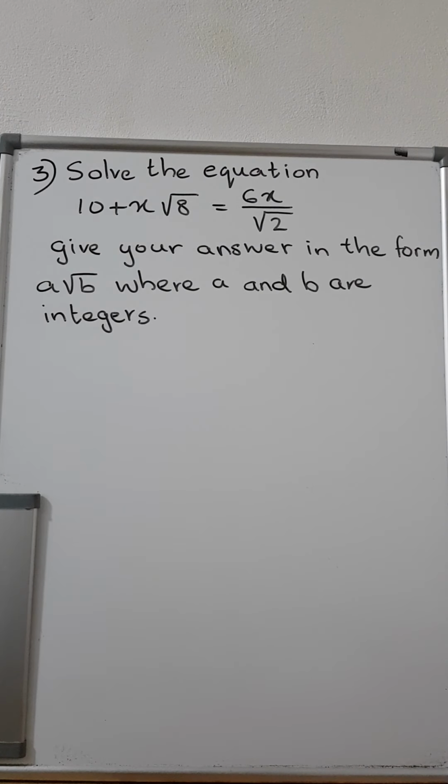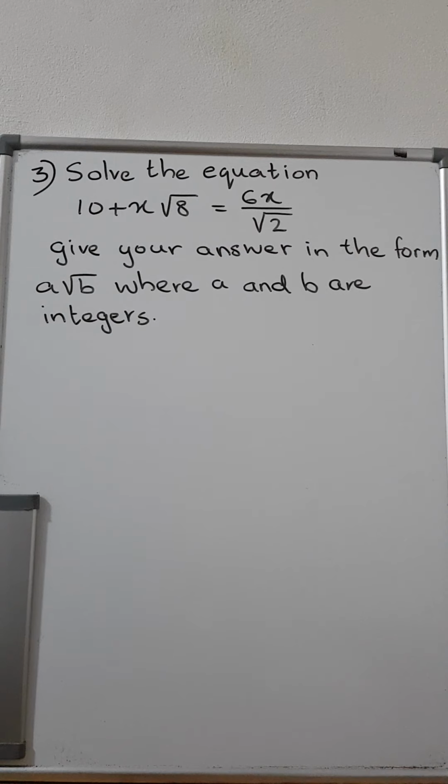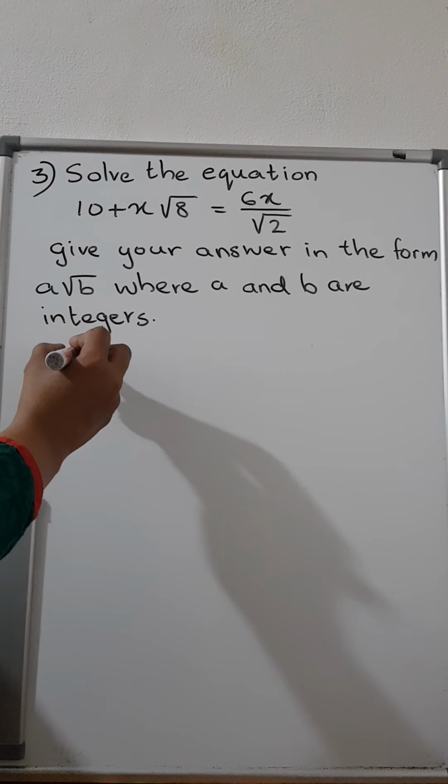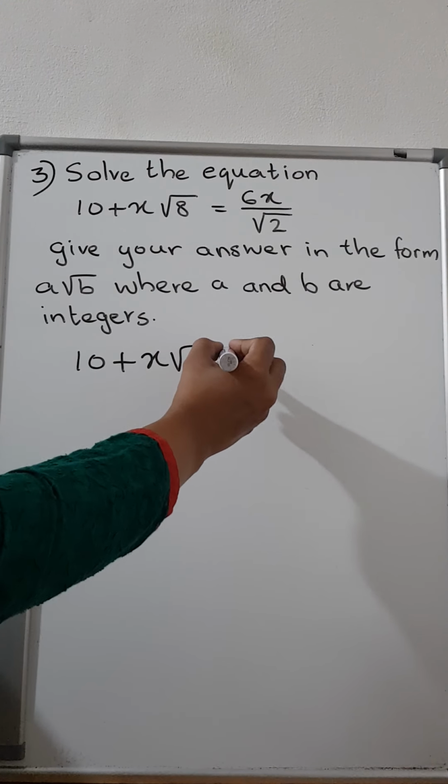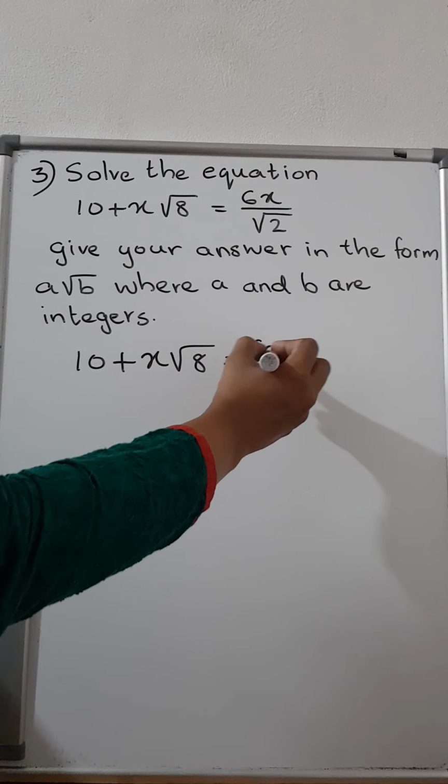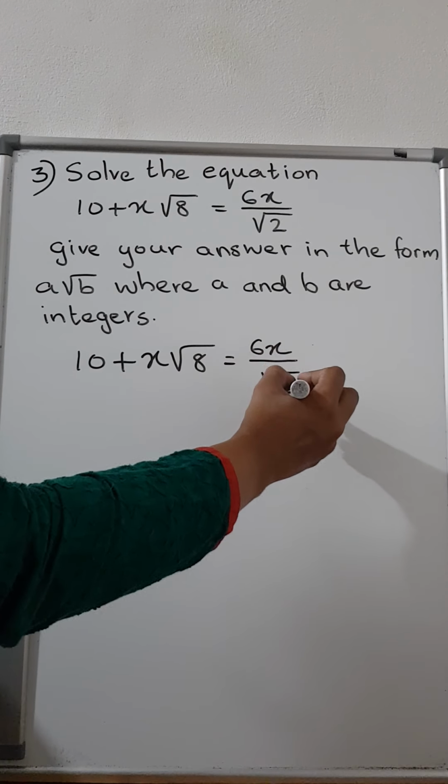Let's see the third question. Solve the equation 10 plus x root 8 is equal to 6x divided by root 2. Give your answer in the form a root b, where a and b are integers. So we have to solve. That means we have to find the unknown. That is our x here. 10 plus x root 8 is equal to 6x divided by root 2.